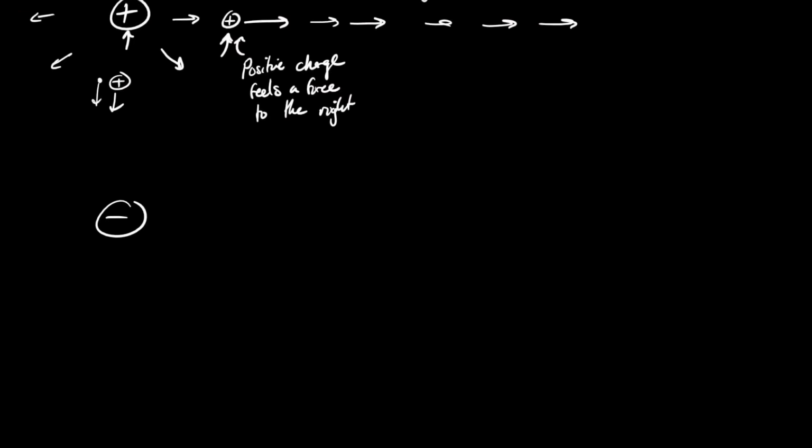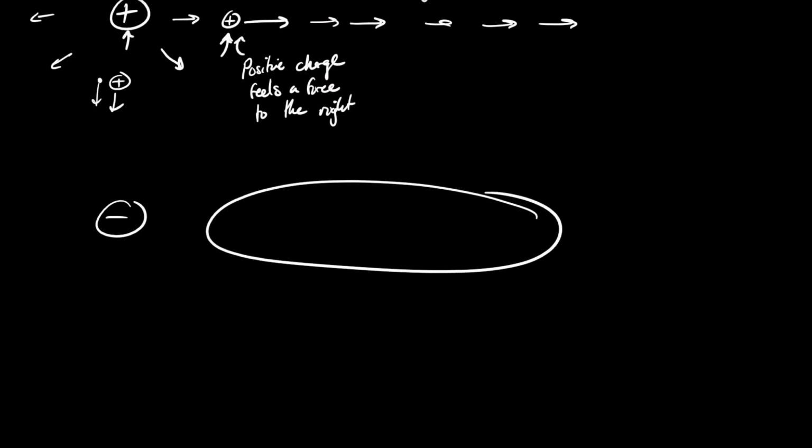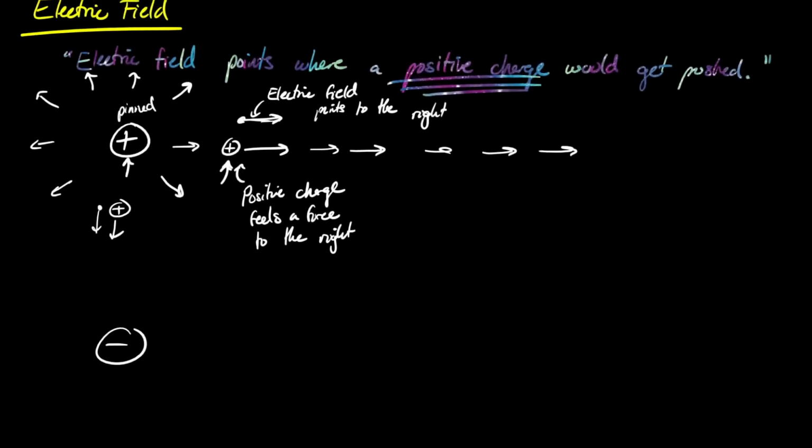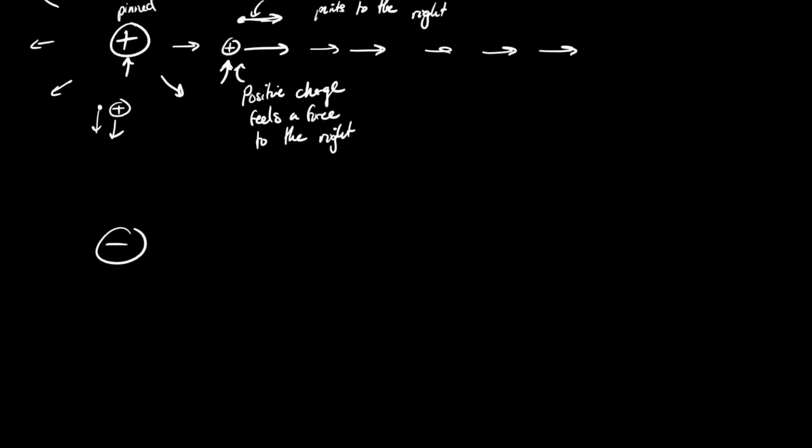We're going to ask the question, how does the electric field look in this region out here? Is it pointing to the right or to the left? Remember, the definition of electric field is what direction a positive charge would get pushed in if we were to pop it into this scenario. So if I were to pop a positive charge here, what direction would it get pulled or pushed?